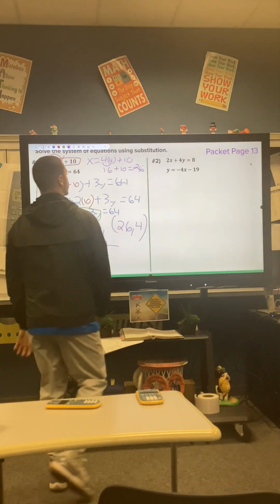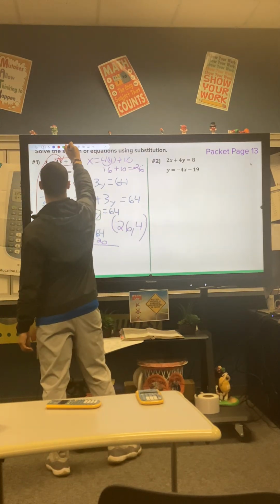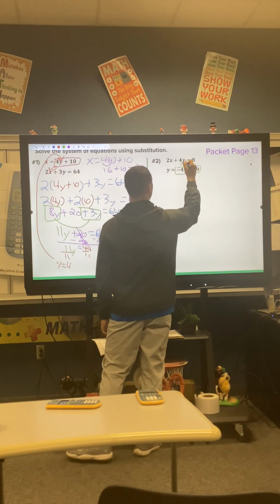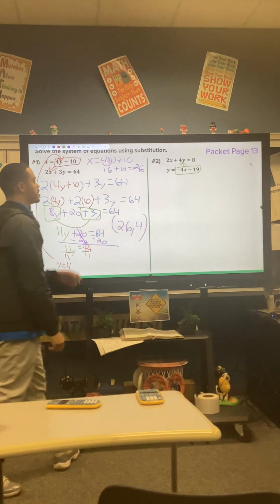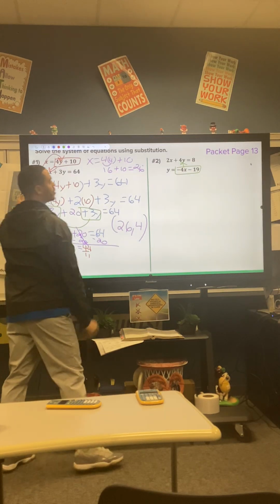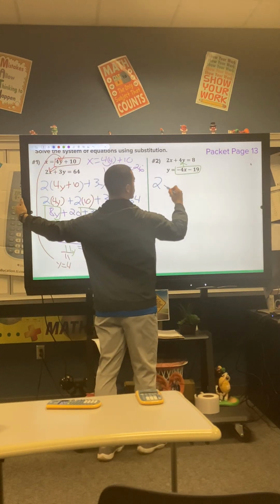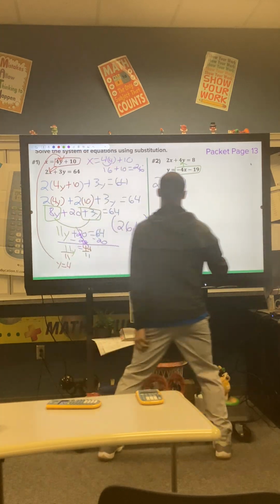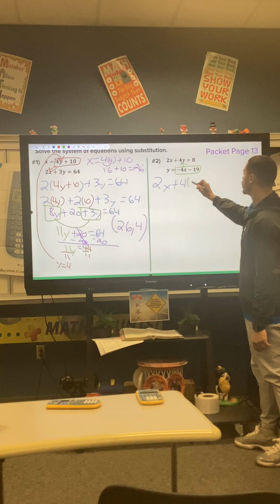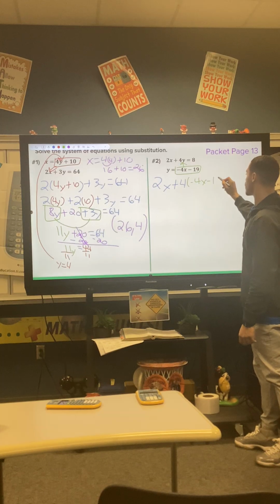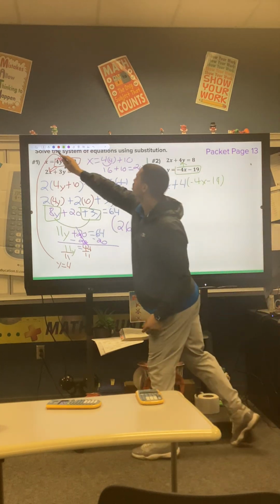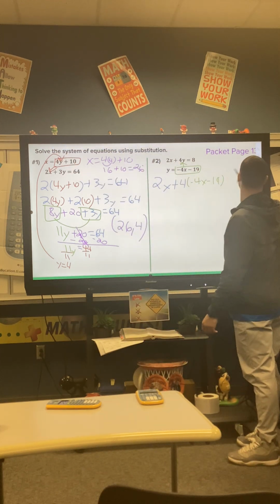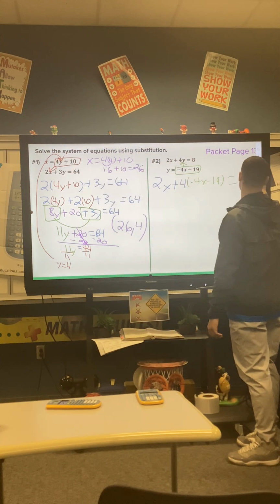Let's go on to this next one. Wherever I see y, I'm going to substitute my 4x minus 19. So now I'm going to have 2x plus 4. Now I'm going to substitute my negative 4x minus 19 in for my y. That's going to equal 8 still.